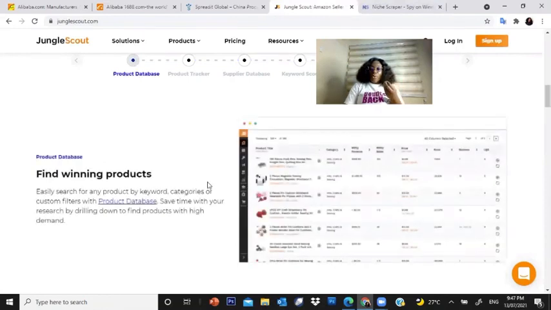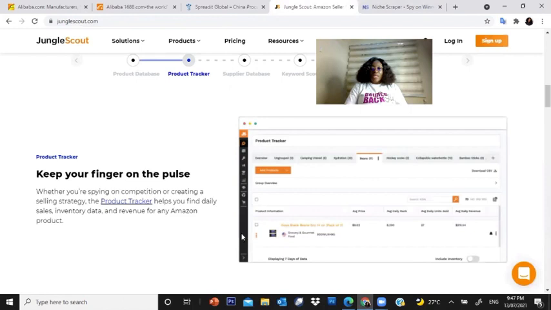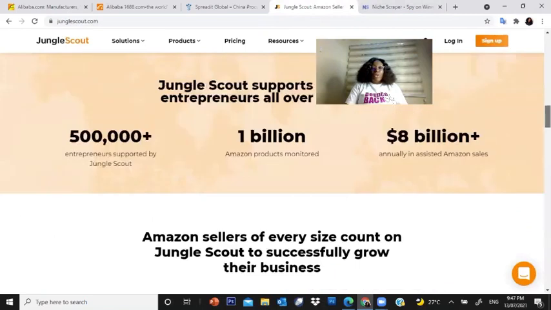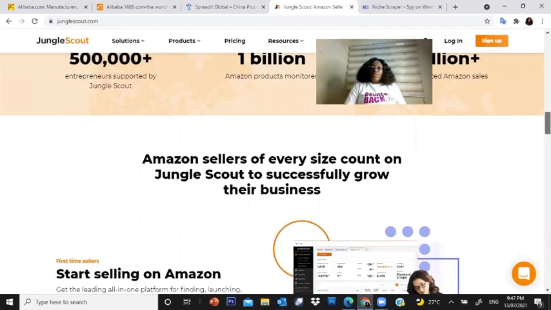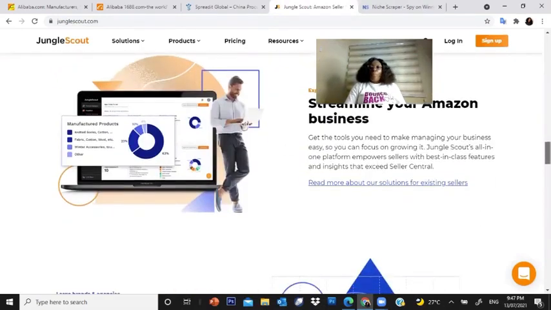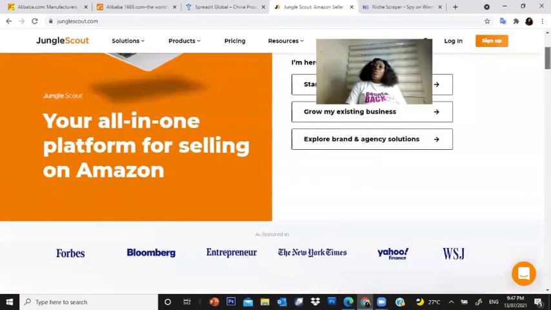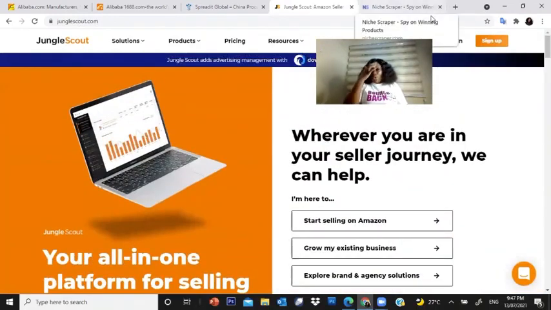Okay? Find winning products. Easily search for any product by keywords, categories, or custom filters with their product database. So it saves you time, it saves you energy. Just type what you want to find what people are buying, what people are ordering. Over 500,000 people are using it, so you can use this to successfully grow your business. It is better you buy something that has a large percentage of people buying it. So with these amazing tools, you don't need to use both Jungle Scout and Niche Scraper. You just choose one of them and use it.